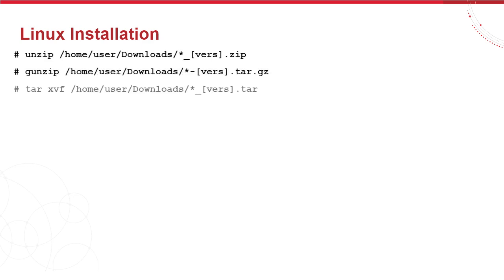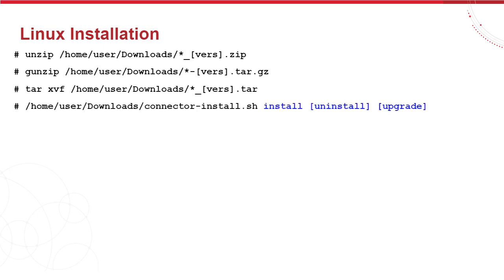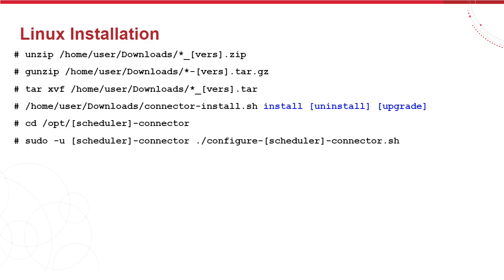Untar the package. Install the connector as root. The script is called connector-install.sh. Use the install option at the end. If you're uninstalling or upgrading, use the uninstall or upgrade options and follow the instructions. The connector is installed in /opt/ the name of the scheduler solution, -connector. A user called the same is created as well. The file system belongs to this user. Position yourself in the connector directory. Execute the configuration script. Make sure you do so as the owner of the file system and not root.